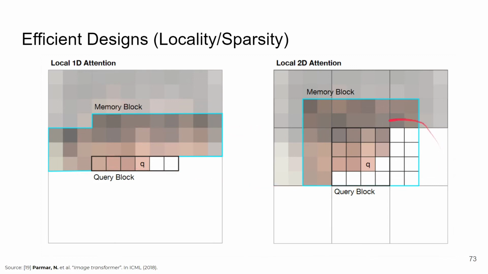Here is 1D and here is the same idea for 2D. So the idea is that when using queries from this block, I can only attend to this neighboring set of pixels, right? So I'm restricting the attention to be local. And by this, I'm reducing the number of tokens, hence the input sequence length, and hence the attention matrix is going to be smaller.